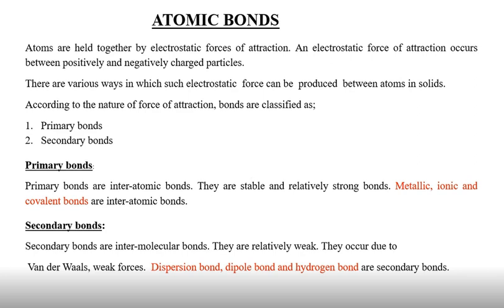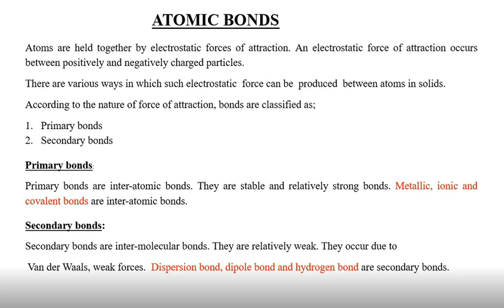So atoms, we have some electrostatic forces to join them, right? That is what we call a bond. So you have negative particles and positive particles. Now you know what are negative and positive. So they are connected using a bond. There are various ways in which such electrostatic force can be produced between atoms in solids, right?